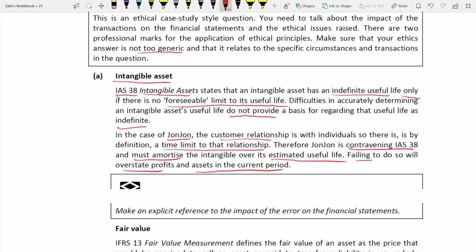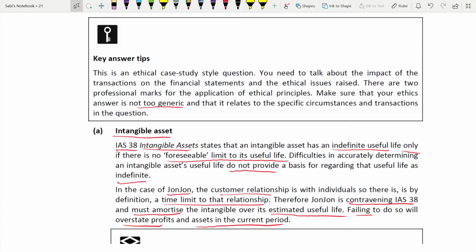So this is a proper answer, and this is the way you need to answer any accounting issues like this. Tell them what they need to do. First tell them that this is wrong, they should not do it, then correct them and tell them okay, they have to do this. If they fail to do this, this will happen.